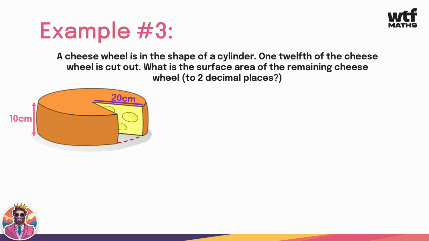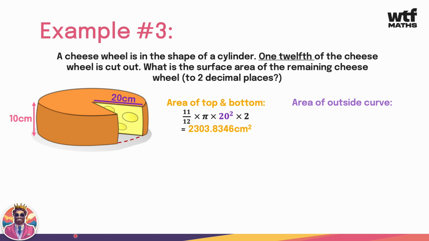So the first thing I want to do is find the area of the top and the bottom. So the top shape and the bottom shape of sectors. So we're going to have to go 11 over 12 times pi times 20 squared and then times by 2 for top and bottom, and we'll get our first answer there. Now to find the area of the outside curve, so we're trying to find the area of this band that goes all the way around the cheese. It's not going to be a full cylinder because there's a piece missing. So again, we're going to have to do 11 over 12 times 2 times pi times 20 times 10. So we have to use 11/12 of the outside. So that gives us our answer there.